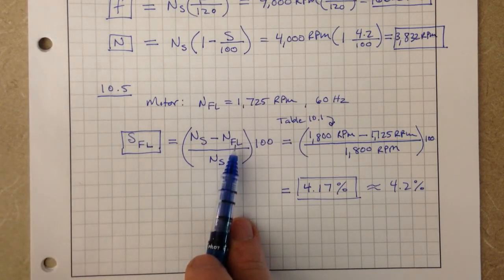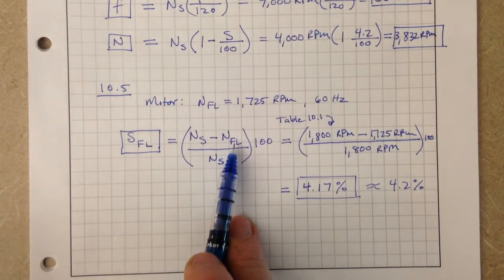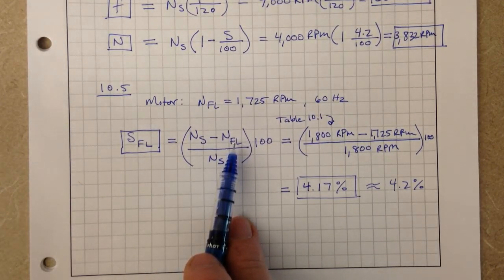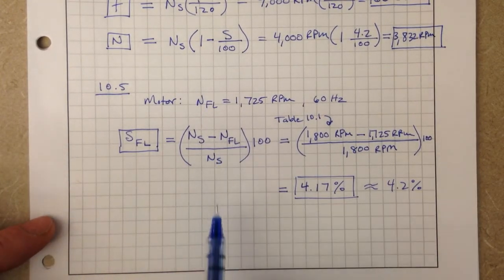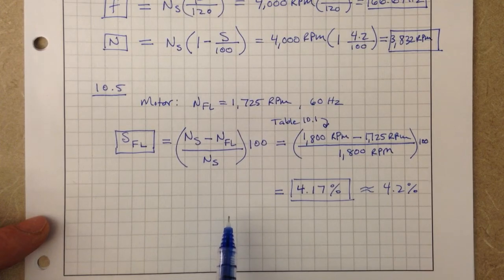Of course, locked rotor speed is 0, right? So if we're running at 0 speed, we are 100% off the synchronous speed, right? But we could put other breakdown speed, different speeds in there.